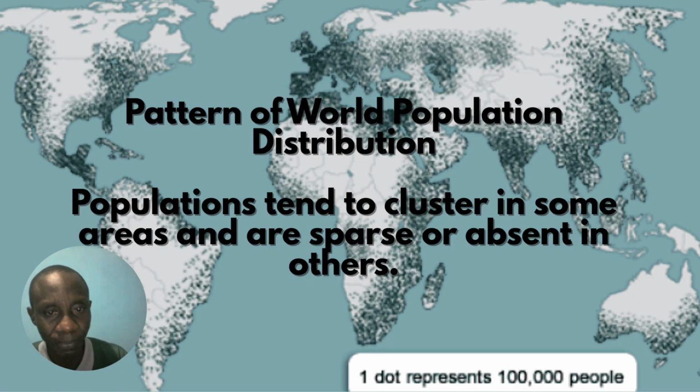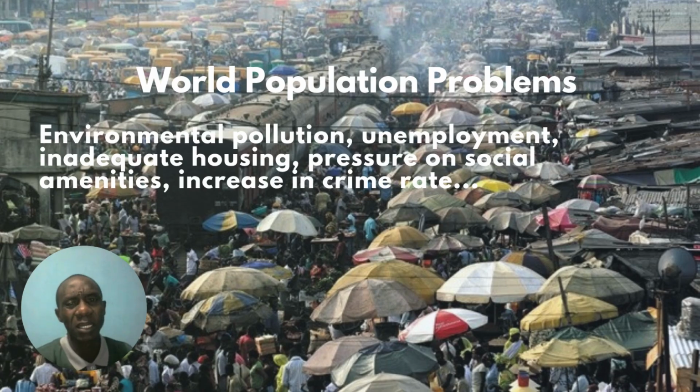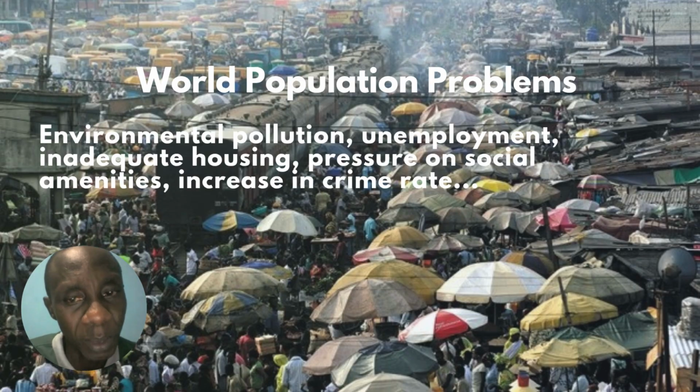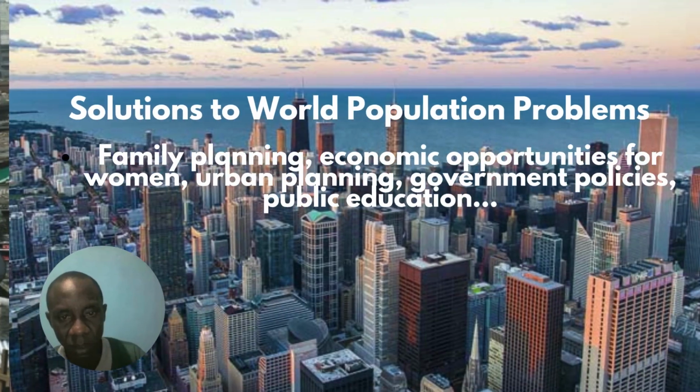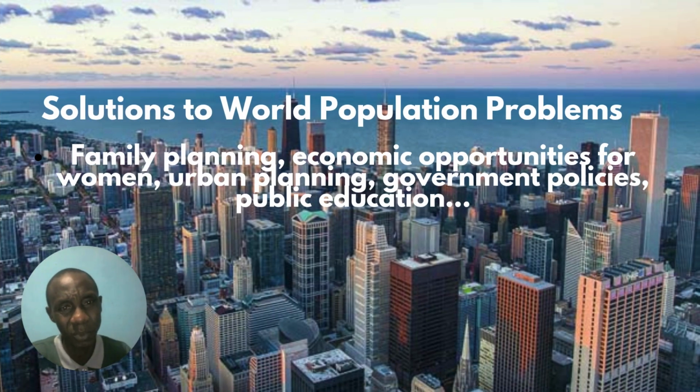Anyway, quickly, let's look at some world population problems. Environmental problems can be very common in overpopulated areas: environmental pollution, unemployment, inadequate housing, pressure on social amenities, increase in crime rates, and so on. And the following are some of the solutions to world population problems: family planning, economic opportunities for women, urban planning, government policies, and public education and enlightenment.